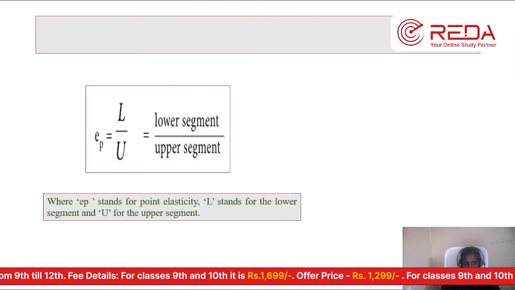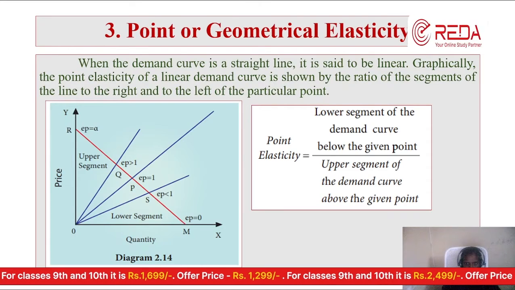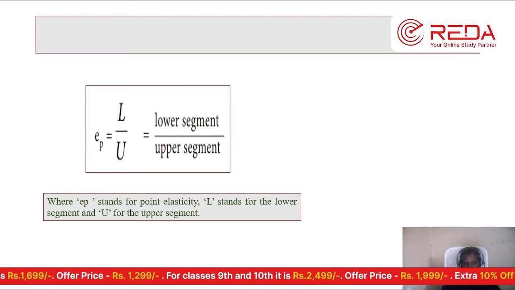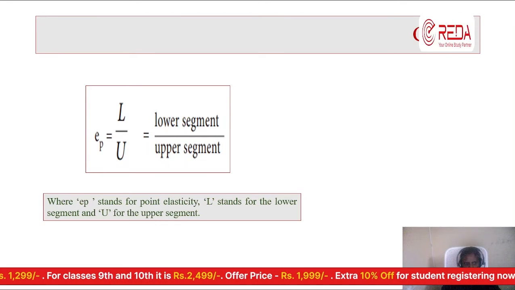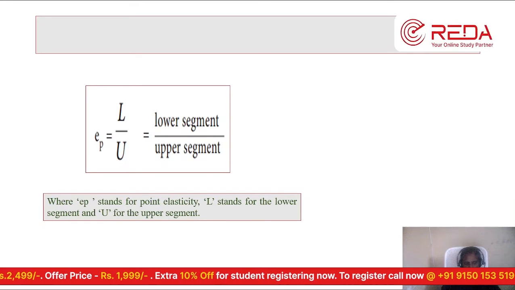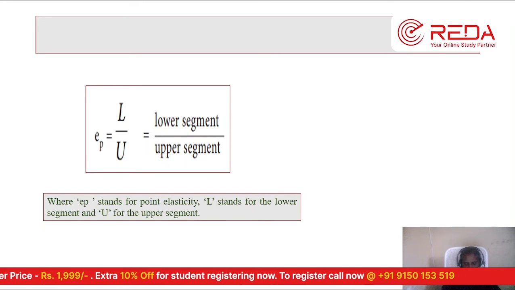Now you see, EP is equal to L by U. Here EP is nothing but L by U, lower segment and upper segment. EP stands for point elasticity, L stands for the lower segment, and U for the upper segment.